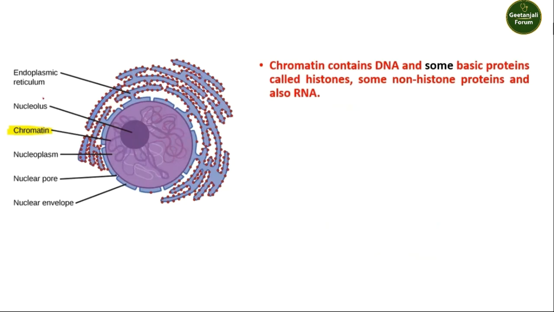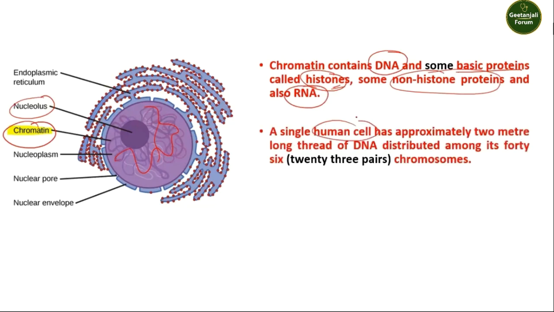Then the nucleus also has chromatin. This is the chromatin. This chromatin contains DNA and proteins which are called histone proteins. There are some non-histone proteins as well. Also RNA is there. A human cell has 46 chromosomes. We have 46 chromosomes and human DNA is a 2-meter long thread which is distributed among 46 chromosomes.